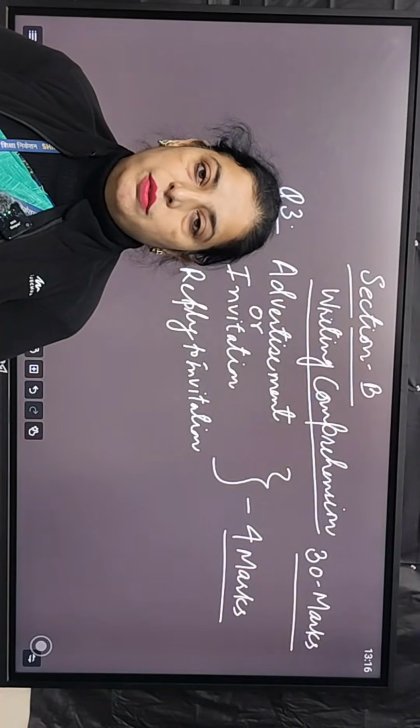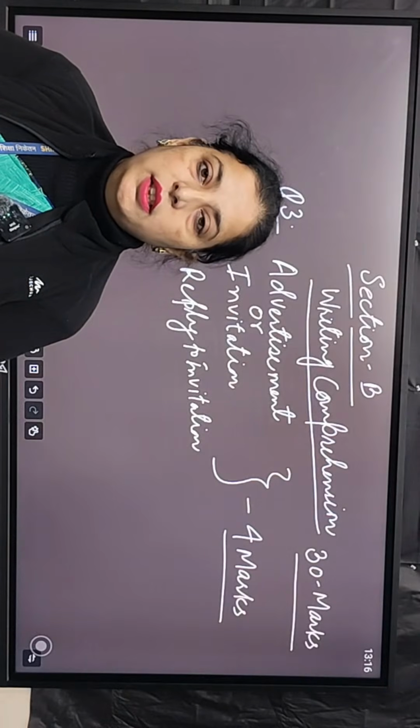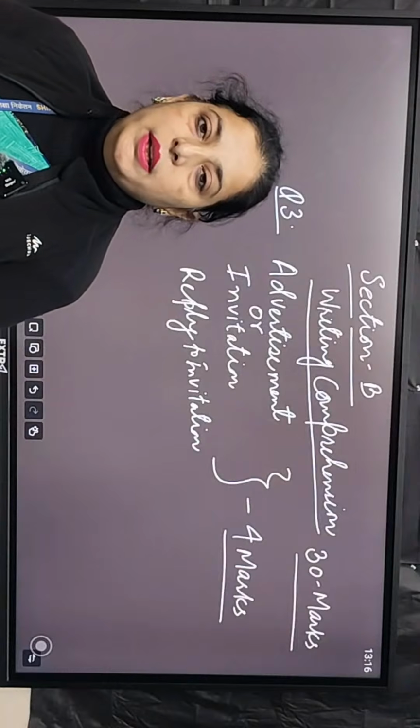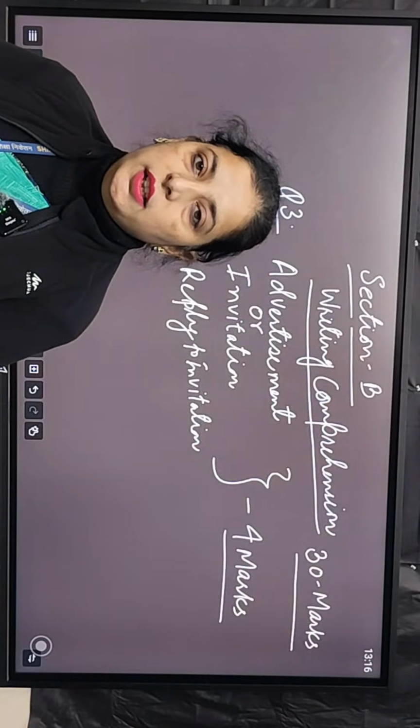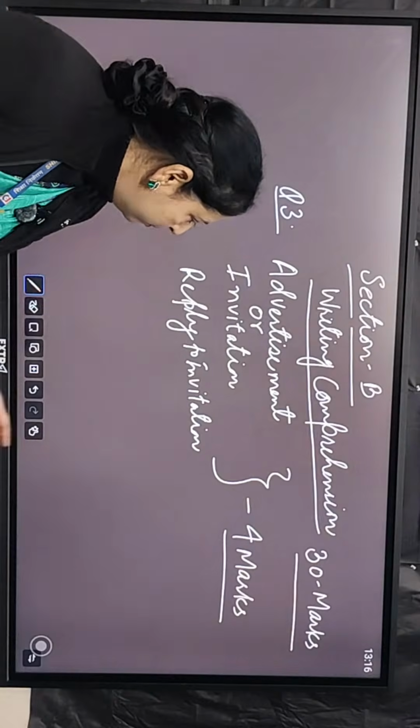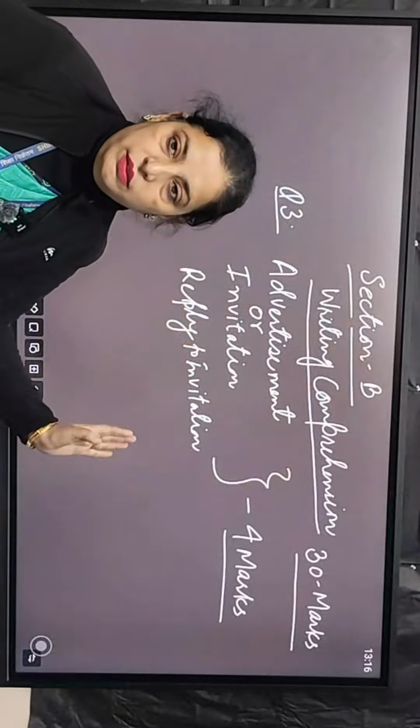I will discuss the format. You can revise it, you can learn it and go for it. It scores 4 marks. 4 marks का आपके बोर्ड पैटर्न में क्वेश्चन नंबर 3 आएगा, जिसमें आपकी एडवर्टीजमेंट आती है. Then we have to learn about invitations and reply to invitations.